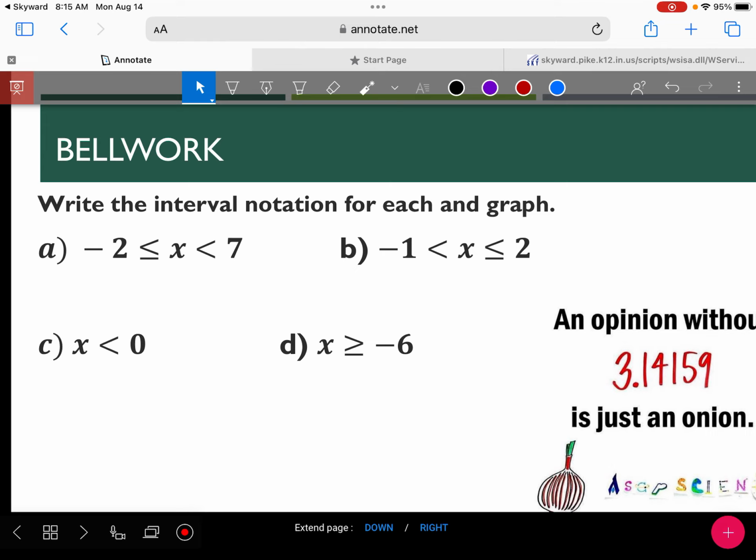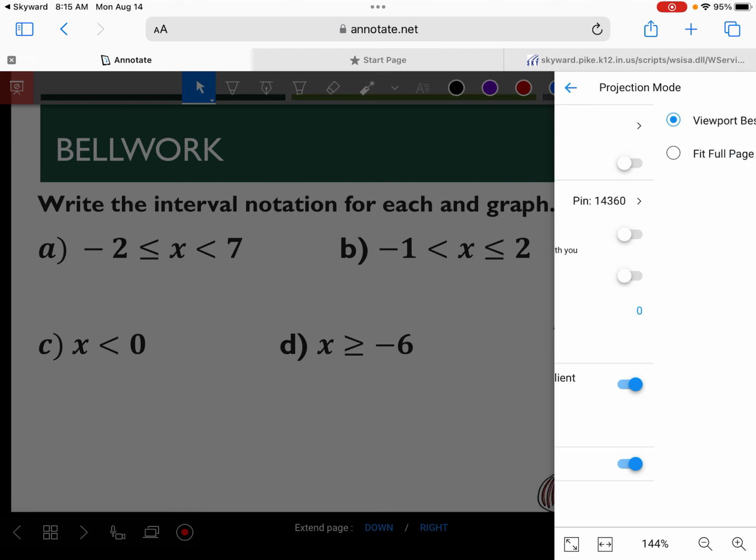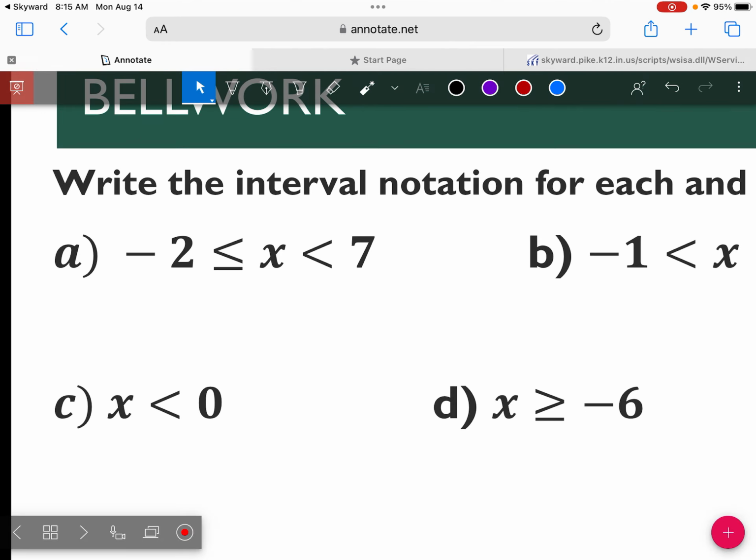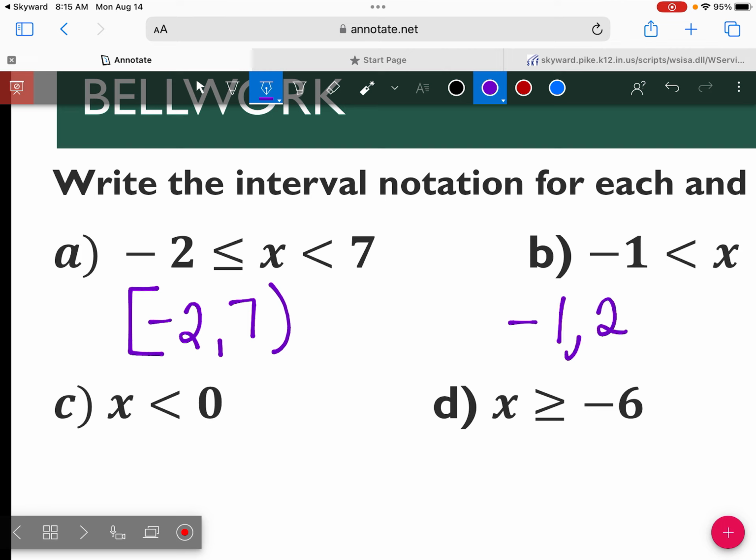So for question A in our Bell work, I'm going to write it as -2 to 7. -2 gets a bracket. 7 would get a parentheses. Who had that for A? For question B, it's -1 to 2. -1 would get a parentheses. 2 would get a bracket.